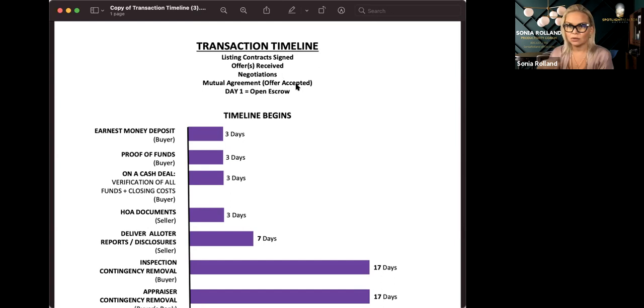And then mutual agreement is the piece where the offer gets accepted. So when both parties agree, that's day 0. All right, meaning day 1 is the next day. When the contract says you have 3 days from mutual agreement to put things into escrow.